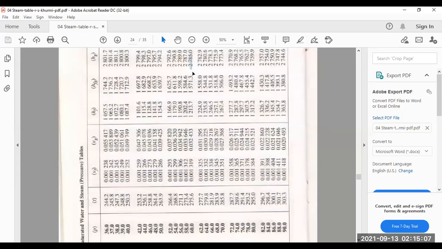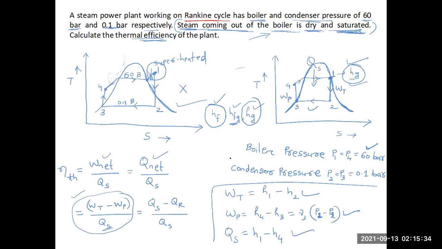2785. So this value we are going to note down. So this is equal to 2785 kilojoules per kg. Okay, so we got the value of H1. Clear? Now the next thing is we have to calculate H2.